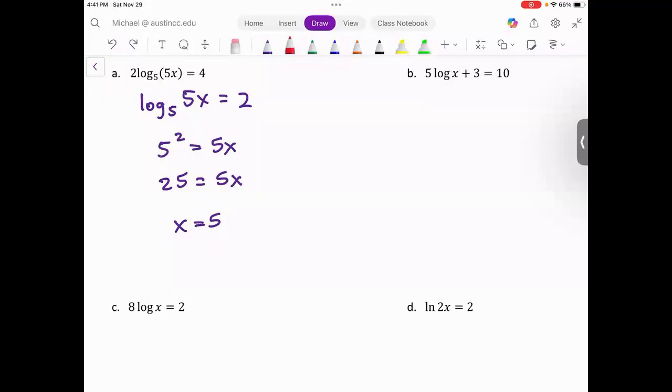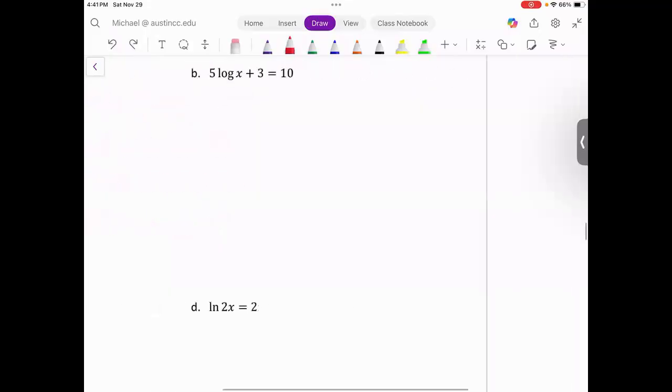Okay. Let's look at 5 log x plus 3 equals 10. So again, we want to get like a log all by itself on that left side. So let's start by subtracting 3 from each side. We'll get 5 log x equals 7. Divide each side by 5, and we get log x equals 7 over 5.